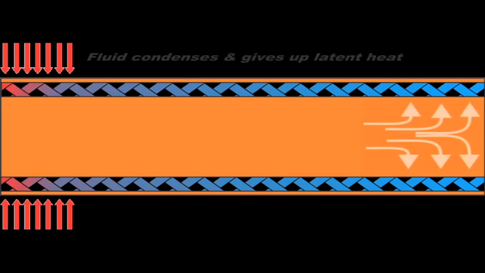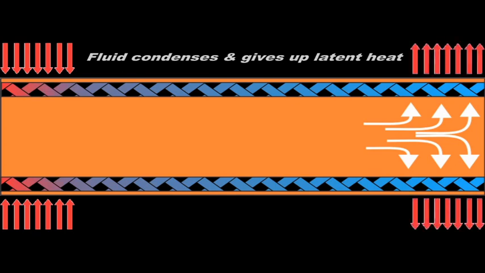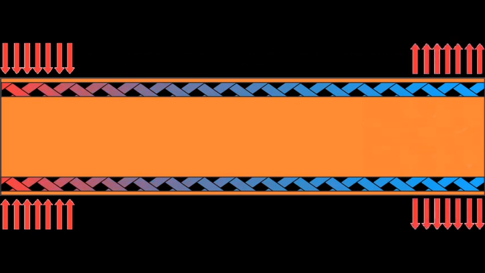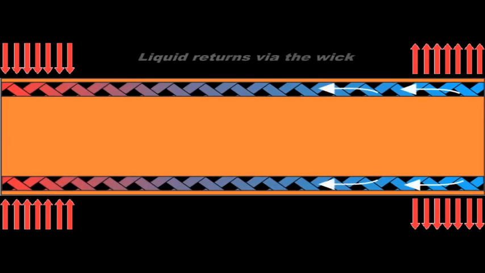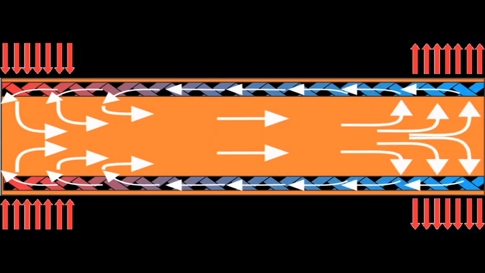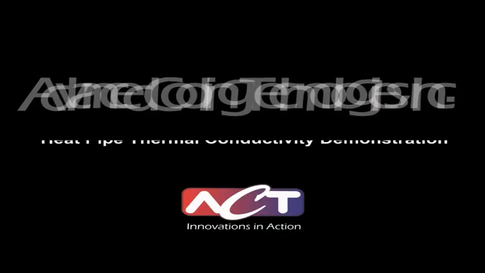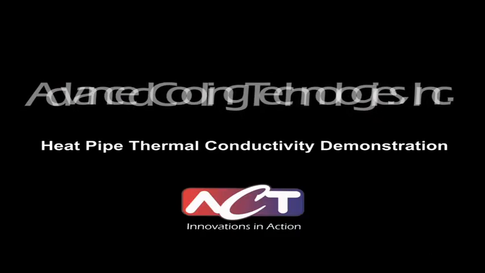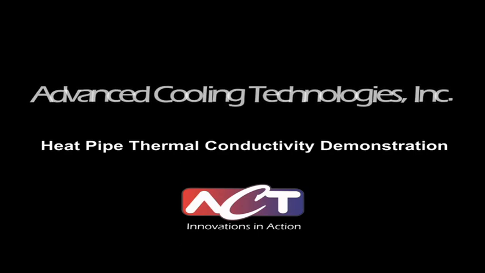At the opposite end, known as the condenser, the fluid gives up its latent heat, which is rejected to an external heat sink. The fluid then returns to liquid form, and the wick structure passively pumps the fluid back to the evaporator using capillary force. By utilizing liquid and vapor phases, the heat transport is extremely efficient. Because it's a closed-loop system, heat pipes operate continuously and passively, creating a very reliable component in your thermal management system. Now we'll go through a quick demonstration on heat pipe thermal conductivity.